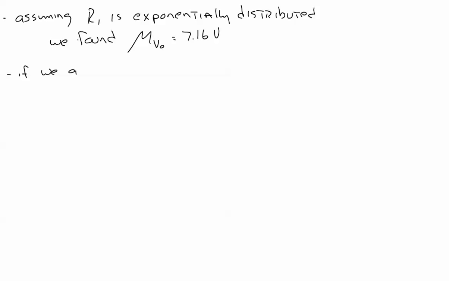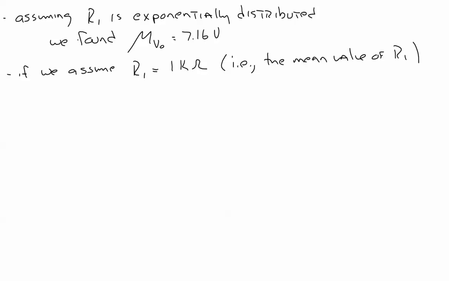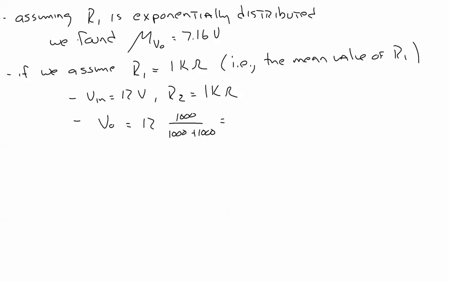If we assume that R1 equals 1 kilo ohm, that is the mean value, that is, if we assume that the value for R1 is its mean value, and also assuming that Vin is 12 volts and R2 equals 1 kilo ohm as well, then V0 is 12 times 1,000 divided by 1,000 plus 1,000, which is 6 volts.